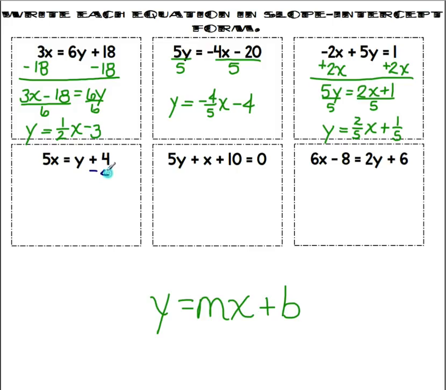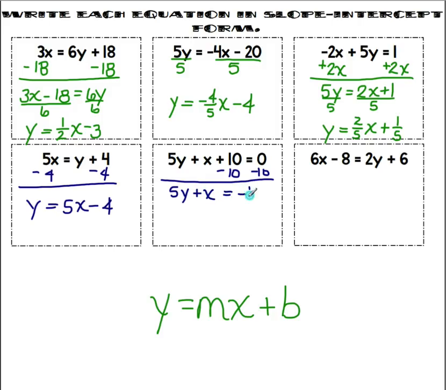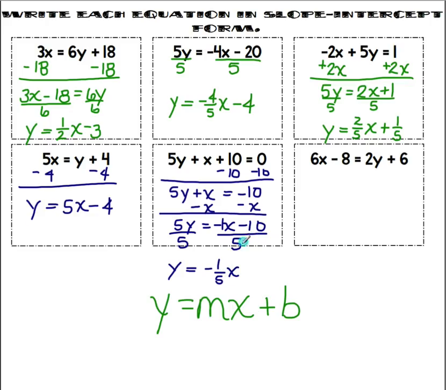In this case, you would subtract 4. So y equals 5x minus 4. For the next one, you can subtract 10. Your steps may be a little bit different on this one, but hopefully we'd end up with the same result. So 5y plus x equals negative 10, and then we have to subtract x. So 5y equals negative x minus 10. Divide by 5. So y equals, and be careful that there's a negative 1 here, so that would be negative 1/5 x, and negative 10 divided by 5 is negative 2. So y equals negative 1/5 x minus 2.